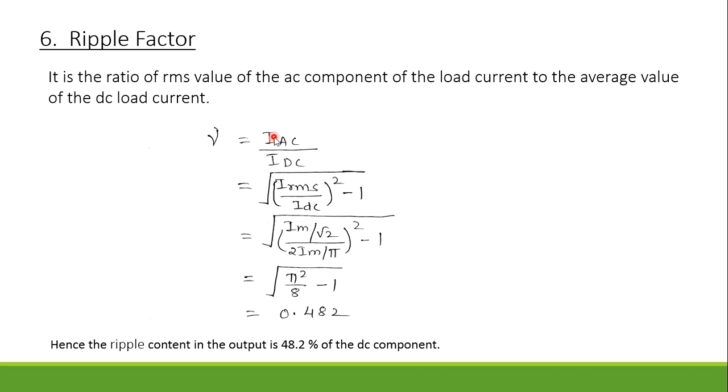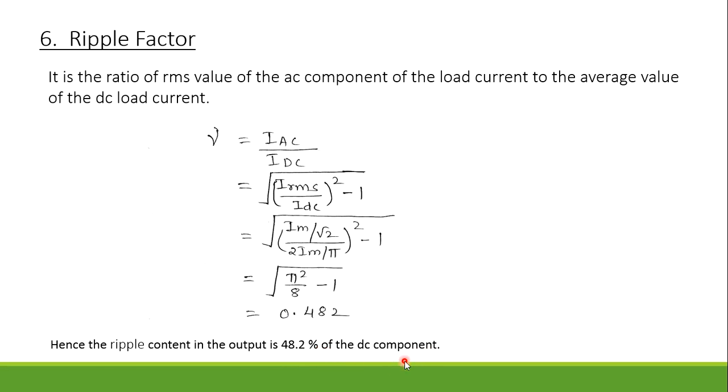So it is equal to what? IAC divided by IDC. This we can write together as the square root of (IRMS divided by IDC) the whole square minus 1. Substitute for IRMS, it is Im upon root 2, and IDC is 2Im upon pi. If you simplify, Im cancels, and we get the square root of (pi square upon 8 minus 1), which becomes equal to 0.482.